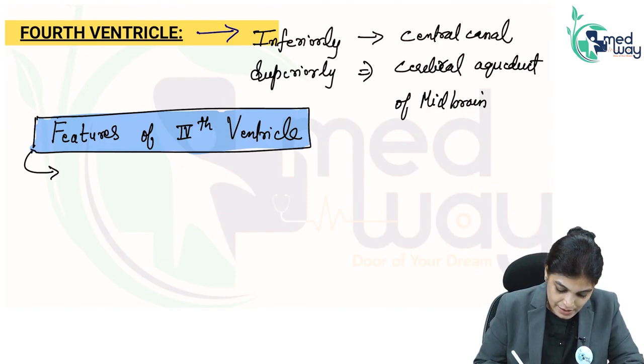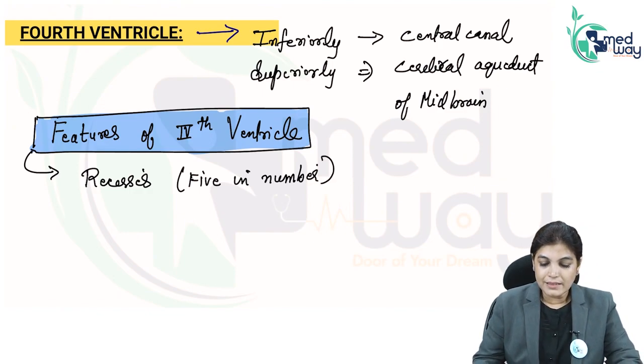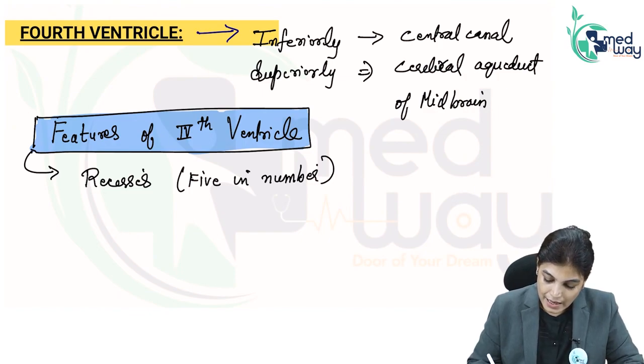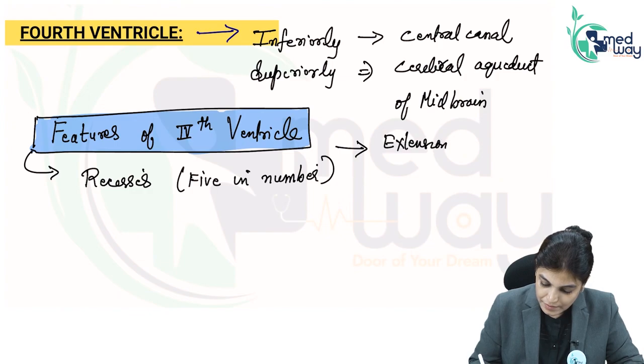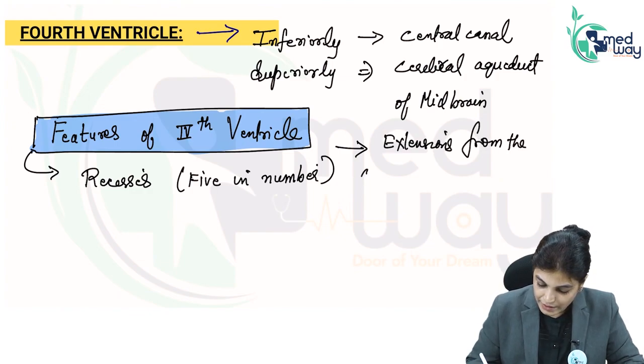So if we talk about the recesses, they are 5 in number. These recesses are extensions from the cavity of the fourth ventricle.